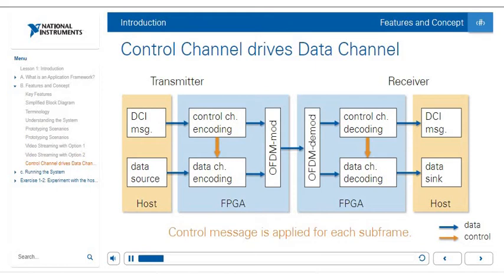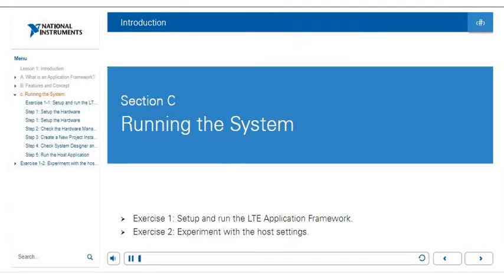In the application framework, the control channel is going to drive the data channel. The DCI, or downlink control information, and the data source are passed from the host to the FPGA. Both are then going to be encoded, but the data channel encoding is going to be based on the content of the control message. It's also important to remember that the control message is applied for each subframe.